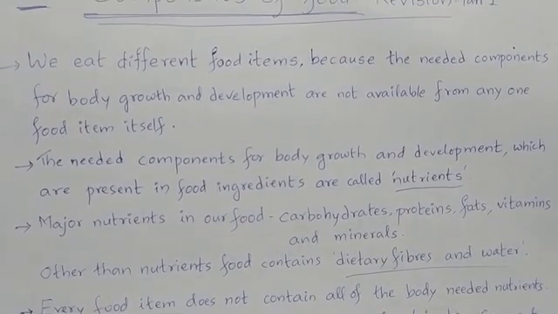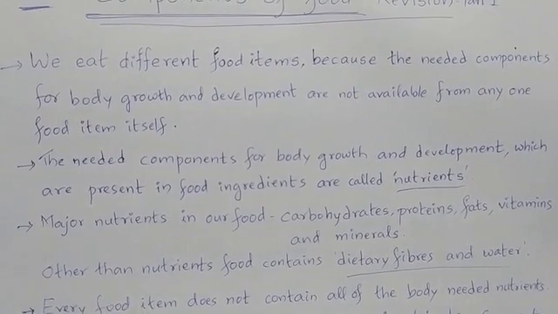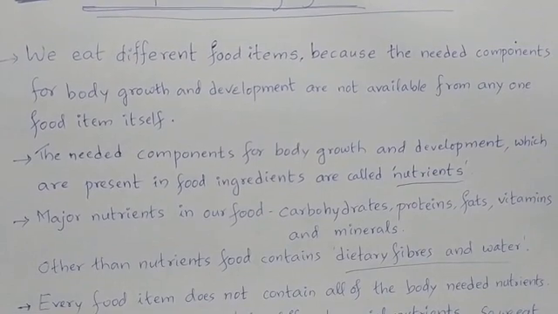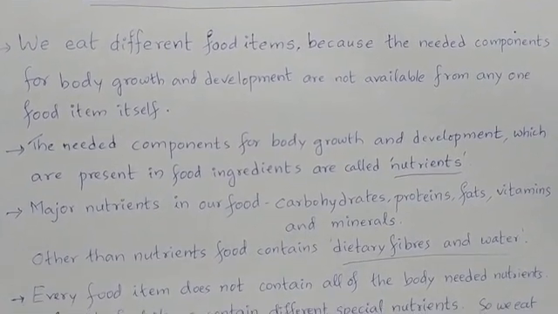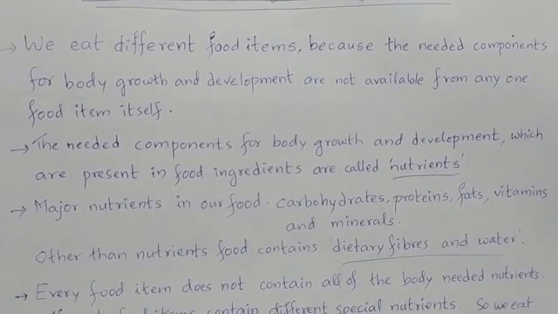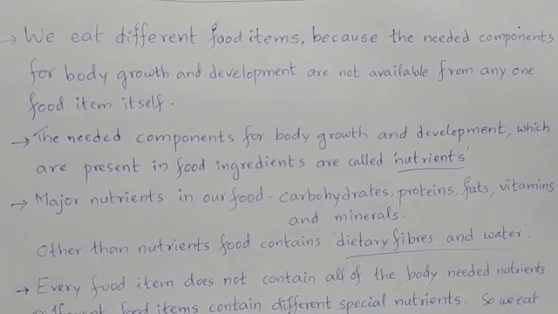The major nutrients in our food are carbohydrates, proteins, fats, vitamins, and minerals. Other than nutrients, food also contains dietary fibers and water. Dietary fibers are also called roughage.